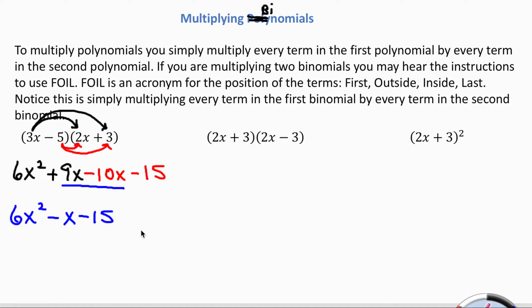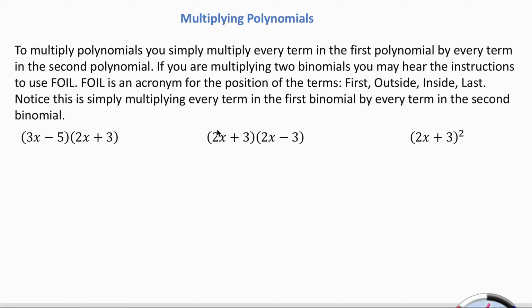As a matter of fact, there's even an acronym to help you remember. It only works for binomials, but since that's all we're doing, it's called FOIL. You might hear your instructor say, "FOIL that." It means multiply the binomials. FOIL stands for first, outside or outer, inner, last. So here are the first terms you would multiply. Now these would be the outer terms, the inner terms, and then the last ones.